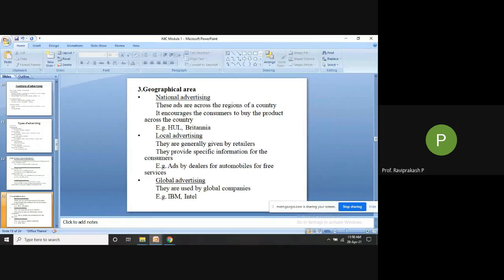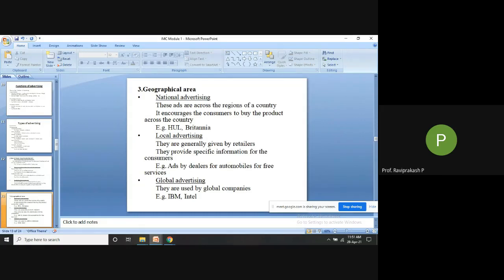Okay, so example is given: HUL, Britannia, whatever the products they are having, the advertisement is done all over the country and it's not region specific. So not only in North India or South India or East India or West India, no. So these kinds of ads are run for these particular brands throughout the country. Okay, next is local advertising.